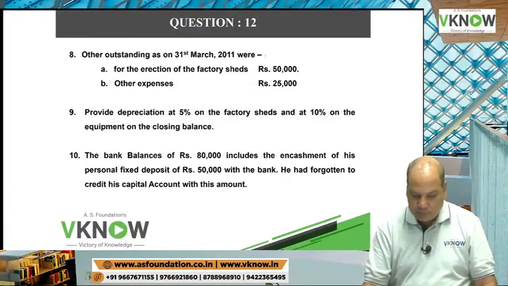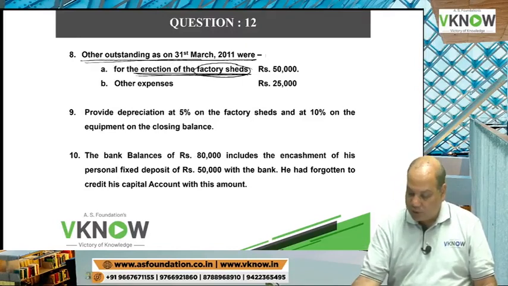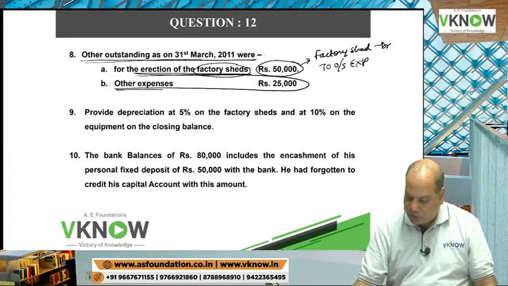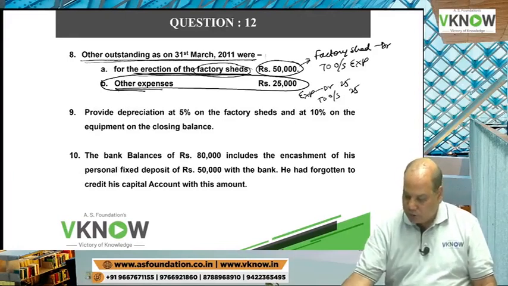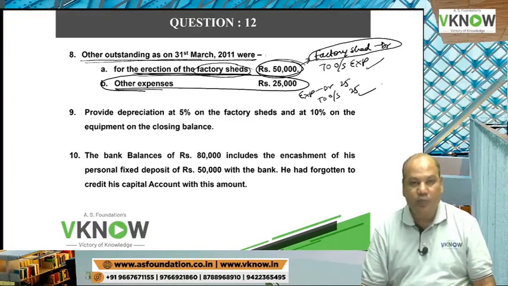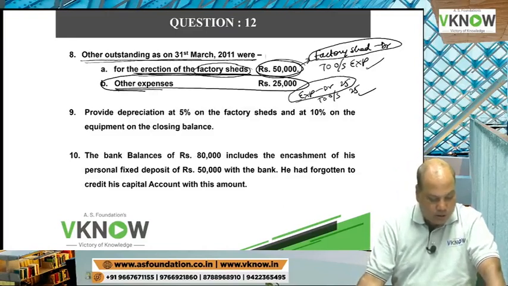Oh my God, such a lengthy problem. Other outstanding expenses are normal entries for outstanding expenses. Factory shed related outstanding expense 50,000. The entry for this will be factory shed account debit to outstanding expense 50,000. Other expense account debit to outstanding expense 25,000. In the first entry, the 50,000 factory shed will be capitalized and the outstanding will appear in the balance sheet. In the second case, this expense of 25,000 will be transferred to P&L account.